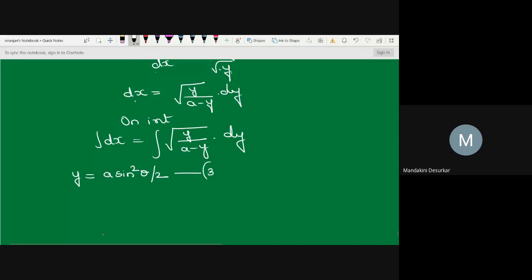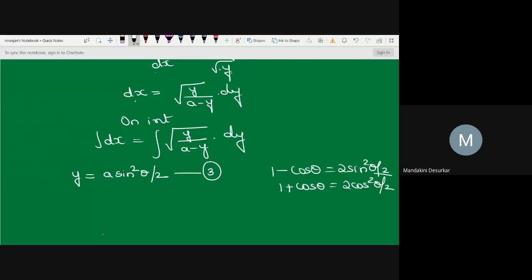Equation number 3. If I take this as a substitution, it becomes a minus a sine square theta. The reason to take sine square theta by 2 is because it is in square root. Later we can use a formula. These are the formulas: 1 minus cos theta is 2 sine square theta by 2. 1 plus cos theta is 2 cos square theta by 2. Keeping this in your mind, and it is with root, so I'm going for theta by 2.